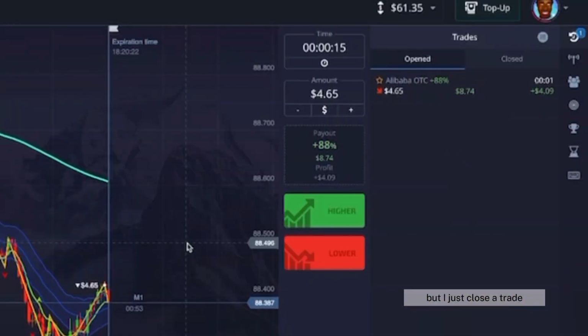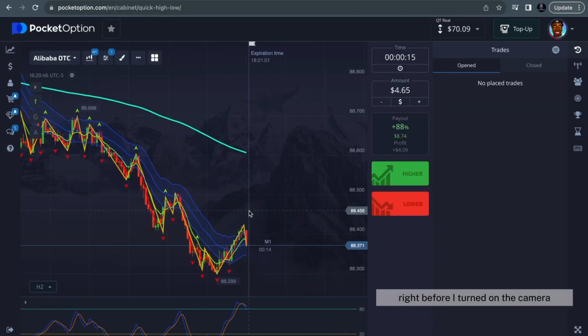But I just closed a trade right before I turned on the camera for a nice little $5 win. We started with $66, actually $409. As you can see, we have an 80% payout.